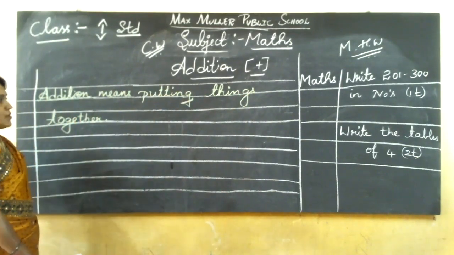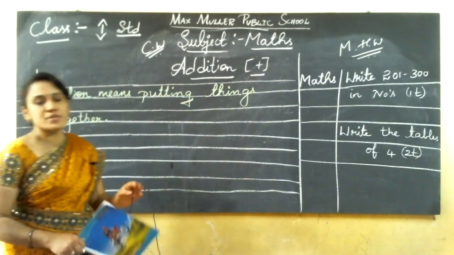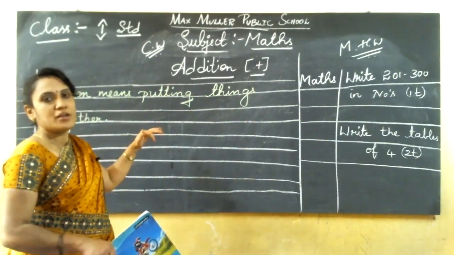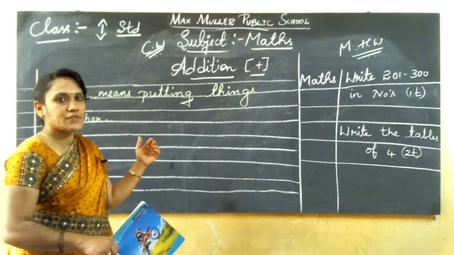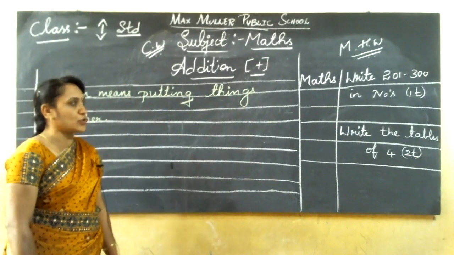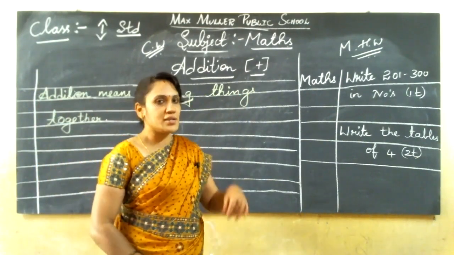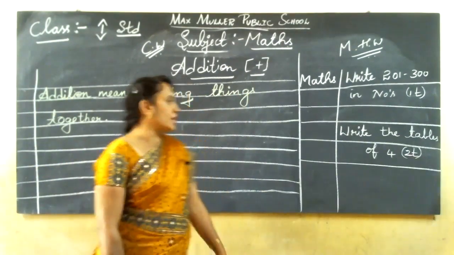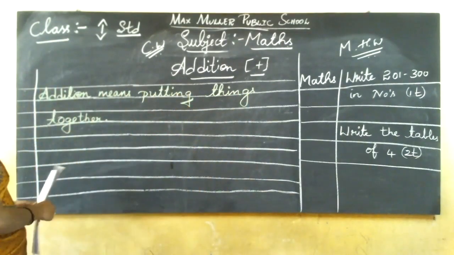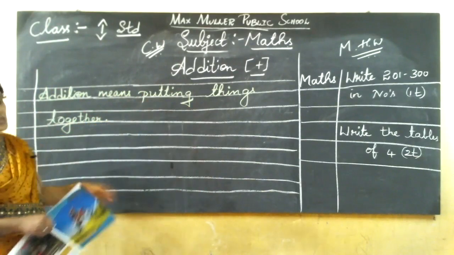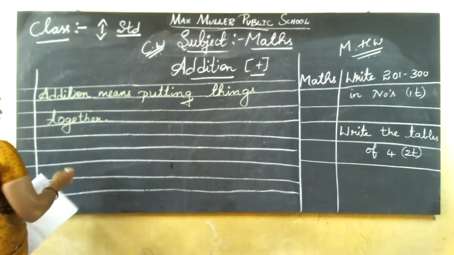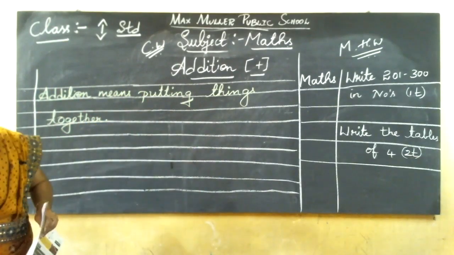Understand? When we start textbook sums, I'll explain and you will understand well. Next week onwards, I'll start with the textbook. When you purchased the books, you got the textbook also, I think. Isn't it? In that semester 1 book, I'll show you in the next class. Today you write this: addition means putting things together. I'll start in the next line.